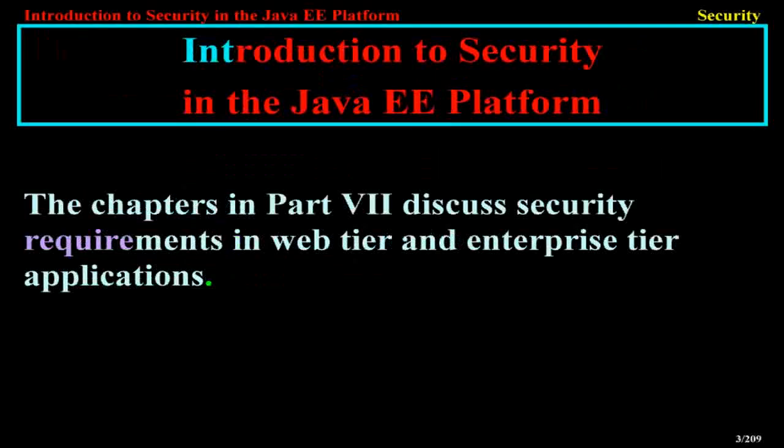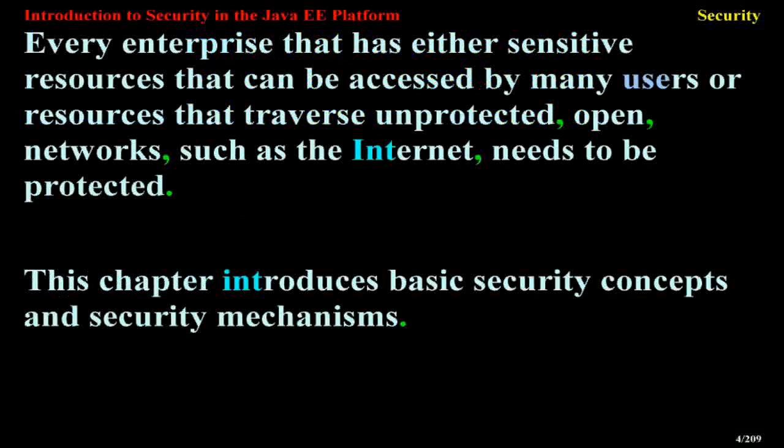Introduction to Security in the Java EE Platform. The chapters in Part 7 discuss security requirements in web tier and enterprise tier applications. Every enterprise that has either sensitive resources that can be accessed by many users or resources that traverse unprotected, open networks, such as the Internet, needs to be protected. This chapter introduces basic security concepts and security mechanisms.